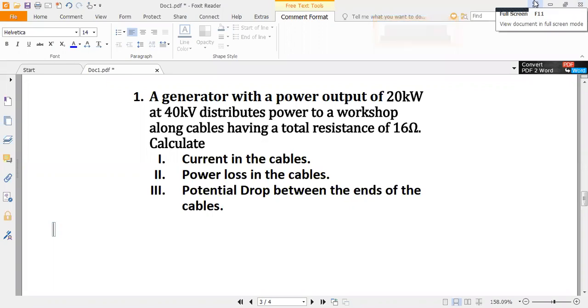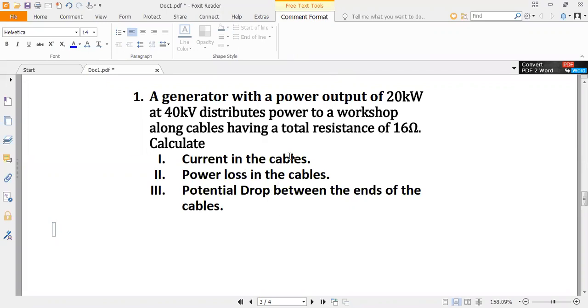Today we shall be discussing basically about generators and transformers. We shall look at some few questions which maybe can give us some troubles whenever we meet them. As for the first one, it's the question on our screens, which says a generator with a power output of 20 kilowatts at 40 kilovolts distributes power to a workshop along cables having a total resistance of 16 ohms. Calculate: 1 is the power in the cables, 2 is the current in the cables, and 3 is the potential drop between the ends of the cables.